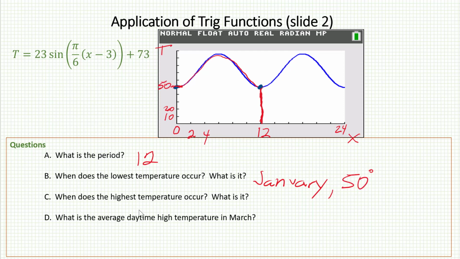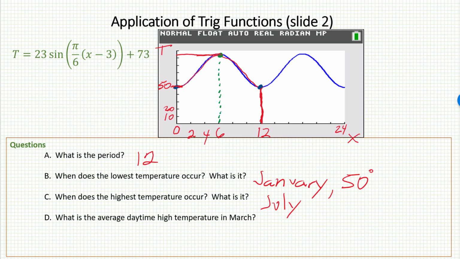Question C, when does the highest temperature occur and what is that? Again, from the graph, here's the high spot, and coming down here, I think you can see that's happening at x equals 6. So let's see, February would be 1, February, March, April, May, June, July. The 6 would represent July. So every July, this function says we have the highest monthly average. As far as what it is, I'm not sure we can tell from this graph.